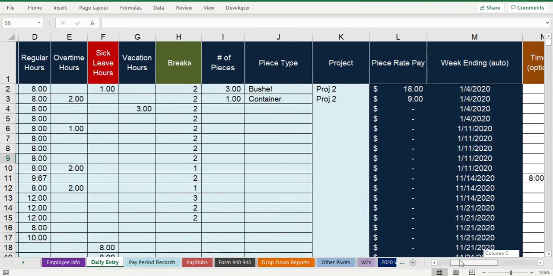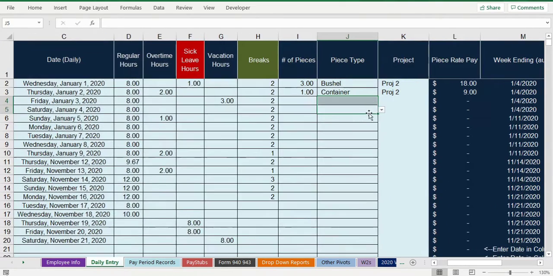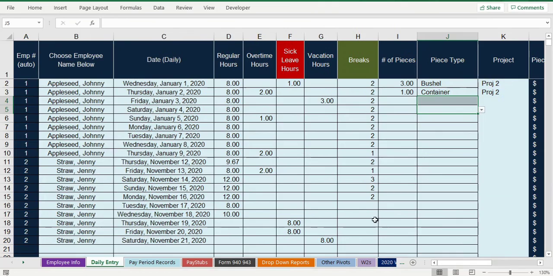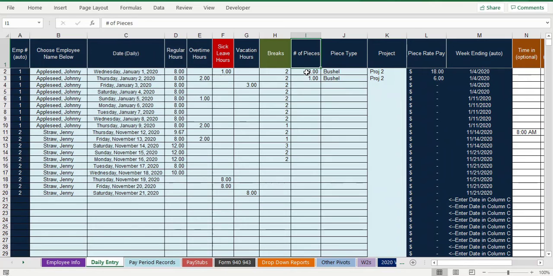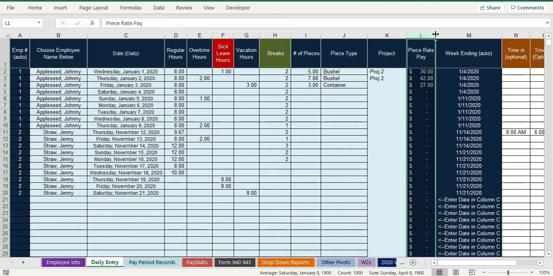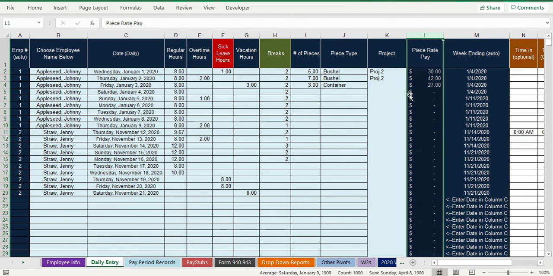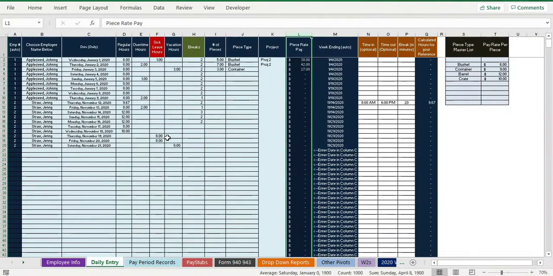Then for the person, I put in some sample data. This employee, Johnny Appleseed, is doing bushels. The number of the thing: he did 7 bushels, so he should get $42. He did 5 bushels, he gets $30. So this all changes depending on which one you choose and how many it was. This piece rate pay amount is going to change, and that's going to carry over. So this is about all the data entry we need to worry about in the daily entry sheet when you want to do stuff by days.